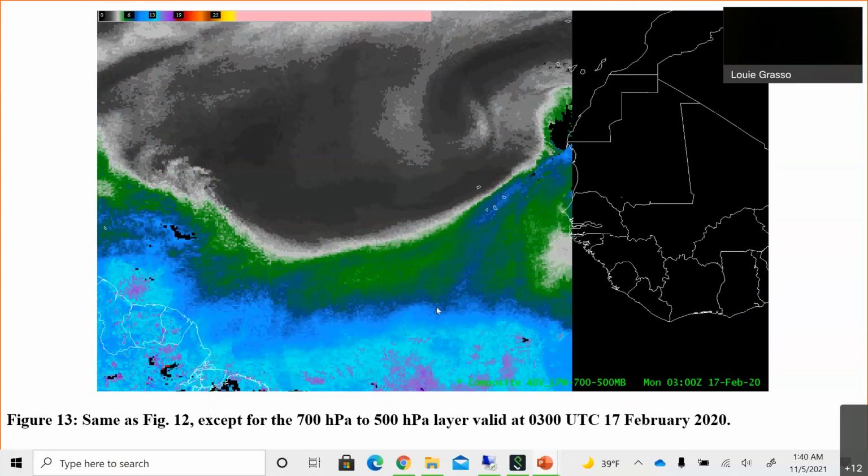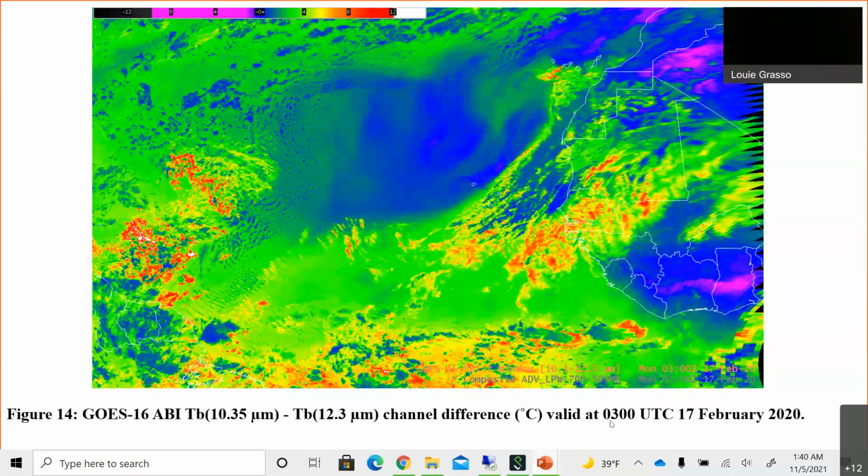So we're having different sensors here telling the same story, that we have dry air to the north, moist air to the south. And this is simply going along with the same time period, 03Z. We still see a dust signal to the north, and we have a water vapor signal to the south.